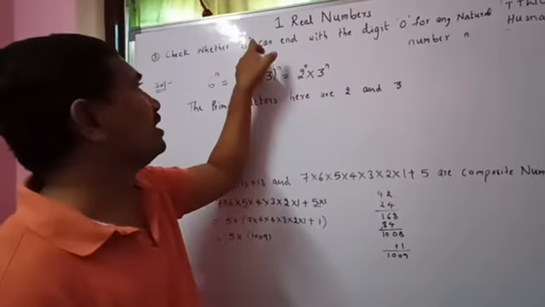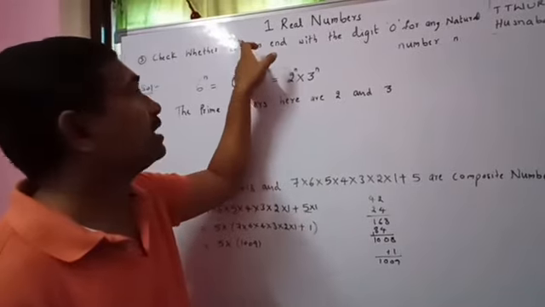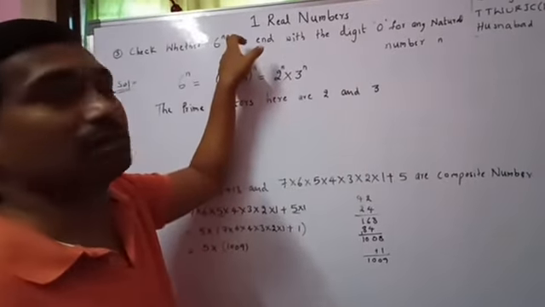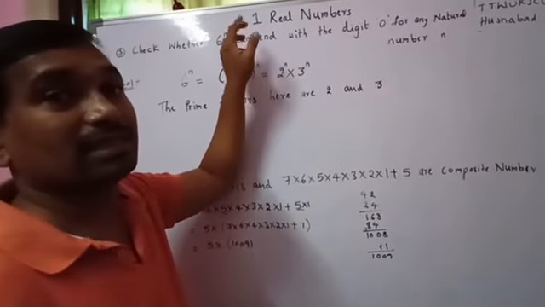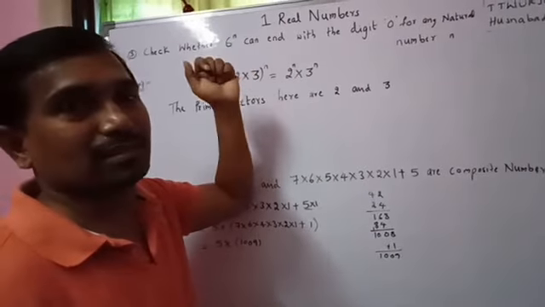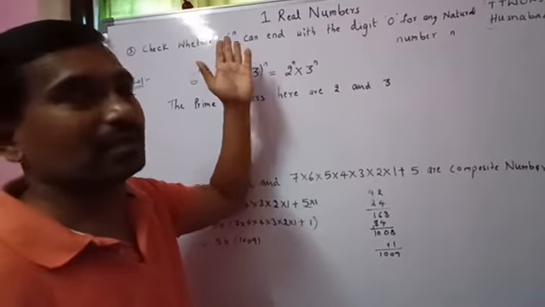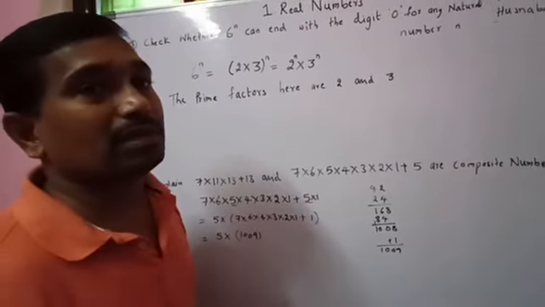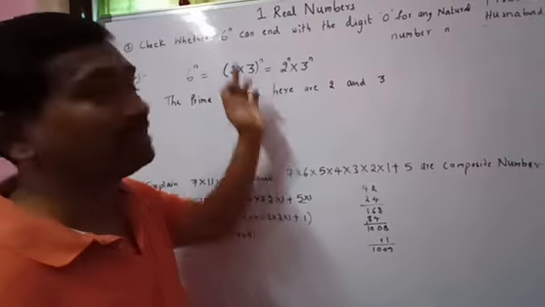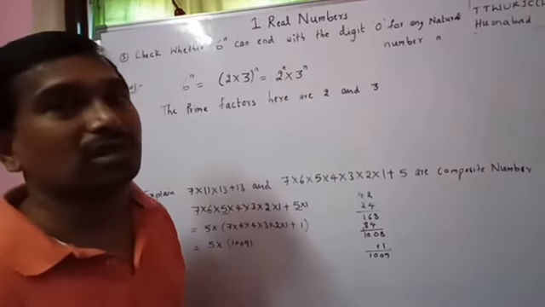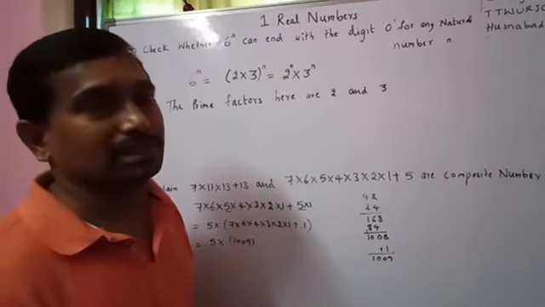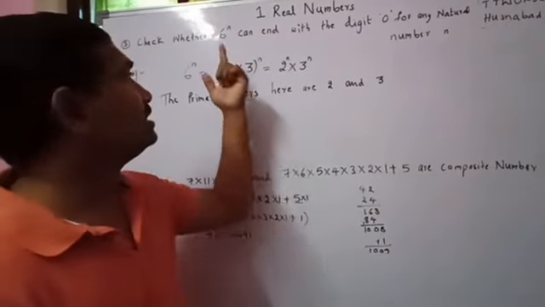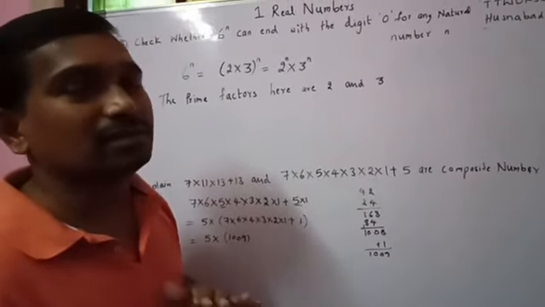If you take n equal to 1, that is 6 power 1, 6. If you take n equal to 2, 6 square, what is it? 36. If you take n equal to 3, 36 into 6, 216. So by putting the n values you can verify, but if you take a large number for n, we cannot calculate. Okay? So for any n value, let us prove that 6 power n cannot end with 0.